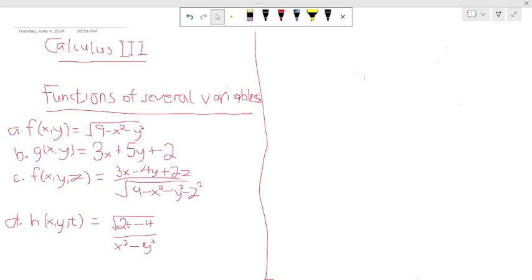So in this tutorial, we are going to concentrate on calculus 3, that is calculus with several variables. So first of all, let's start with functions of several variables.